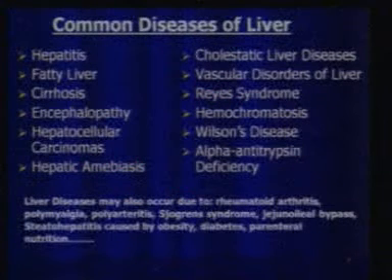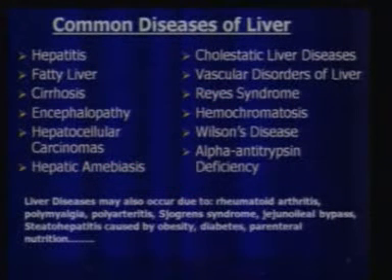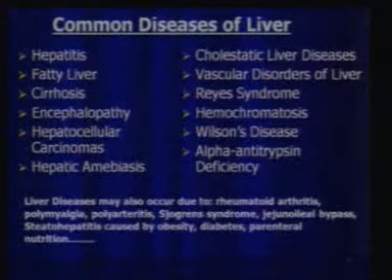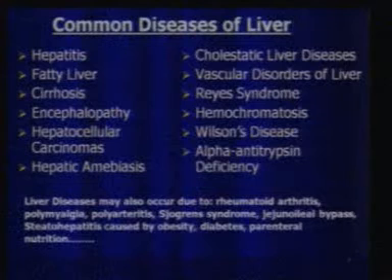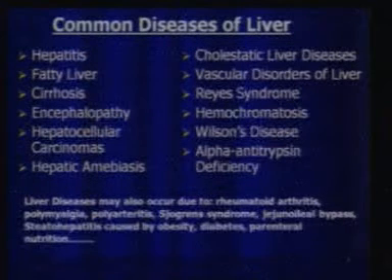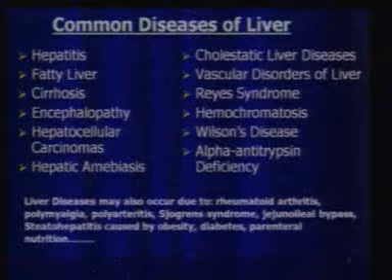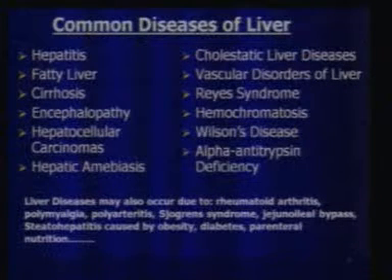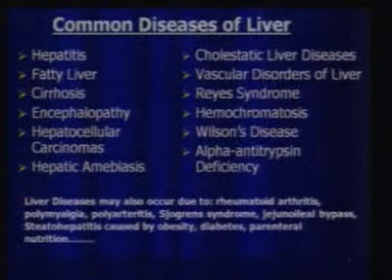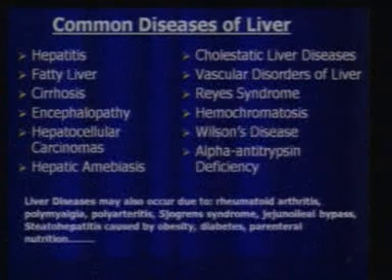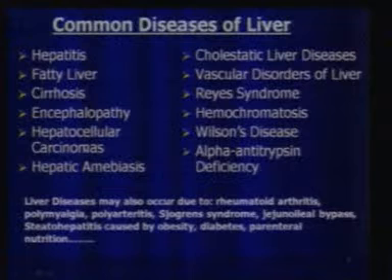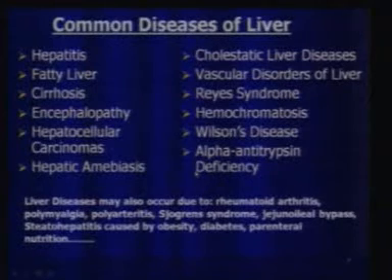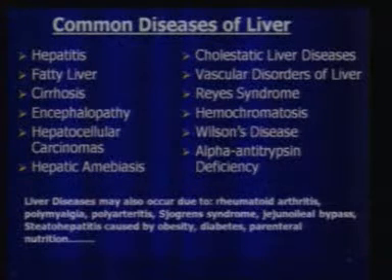Now, some of the most common liver disorders which we come across most frequently include hepatitis, fatty liver, liver cirrhosis, encephalopathy, hepatocellular carcinomas. There are several of them. I am just grouping them together. Hepatic amebiasis. Then we have cholestatic liver diseases, vascular disorders of liver, Reye's syndrome, hemochromatosis, Wilson's disease, alpha antitrypsin deficiency. Now these last three, hemochromatosis, Wilson's and alpha antitrypsin deficiency, are inherited disorders.